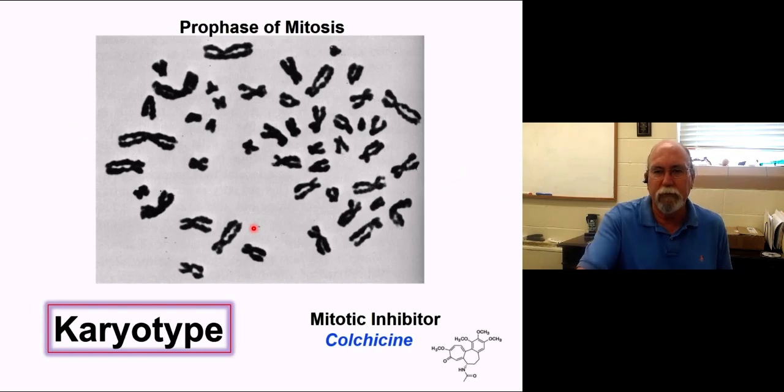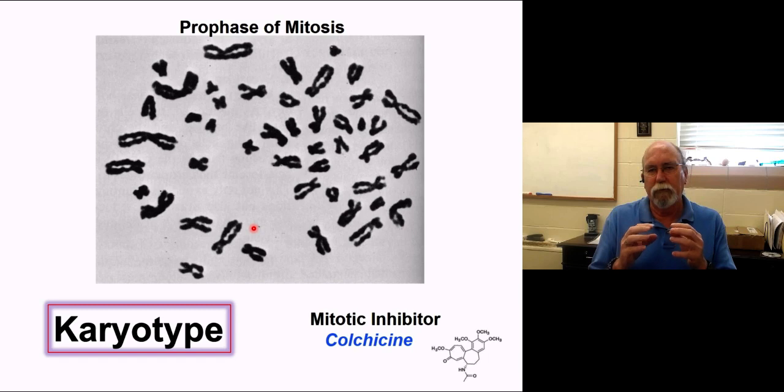The first definition we want to talk about is a karyotype. A karyotype is basically a picture of our chromosomes, generally taken in late prophase, and generally taken in a situation where the cell has been modified by some type of mitotic inhibitor. So this is usually during mitosis.